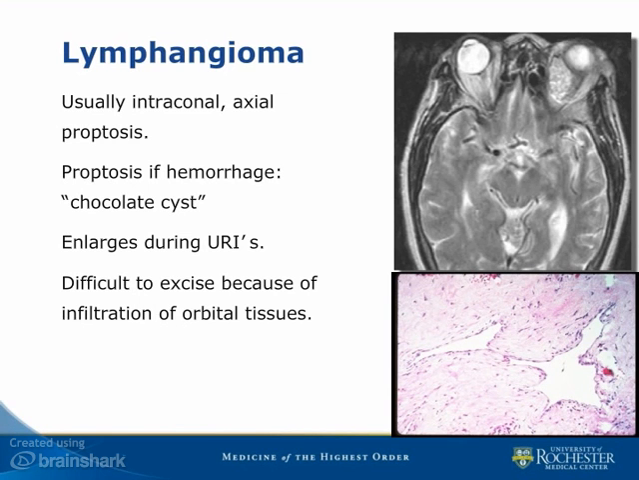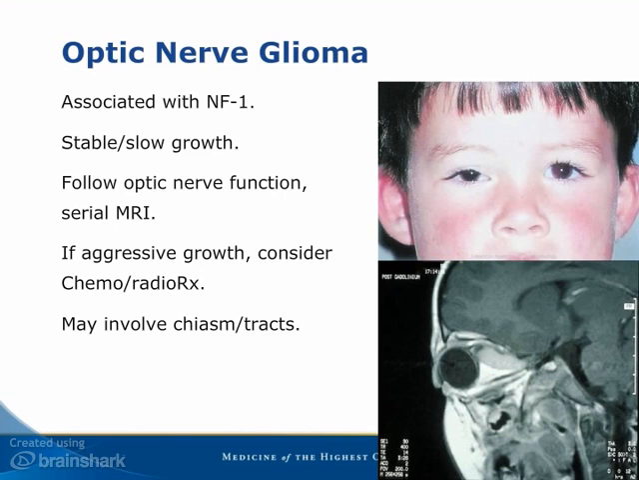Lymphangioma tends to cause an axial proptosis because the tumor is intraconal. They can have hemorrhage into the cyst, and it tends to enlarge during upper respiratory infections. Optic nerve glioma is associated with neurofibromatosis type 1. They tend to be either stable or very slowly growing. Concern comes when they pass back through the optic canal and impinge on the chiasm. This might be a situation where you might want to treat these patients with chemotherapy or radiation.